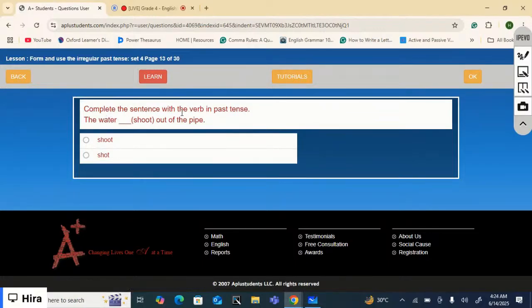Now complete the sentence with the verb in past tense. The water blank out of the pipe. Shoot or shot.